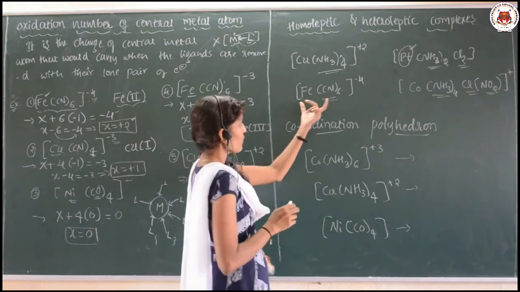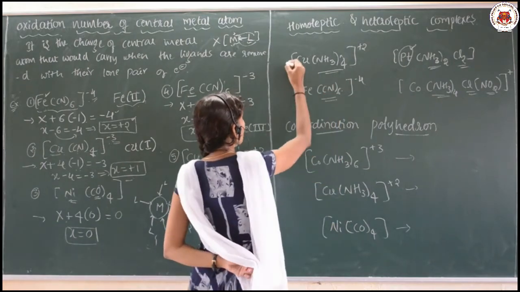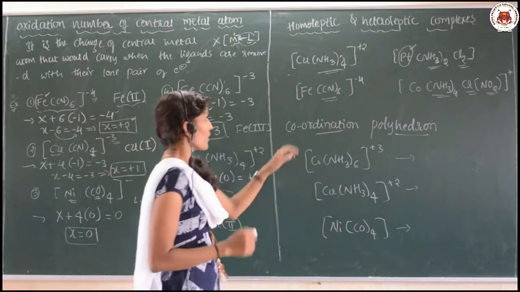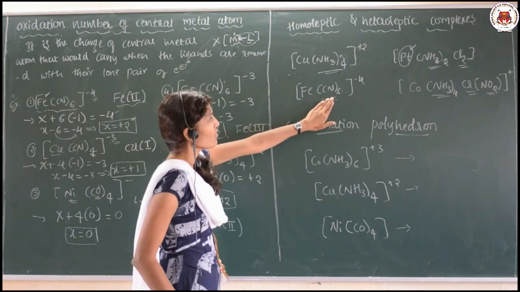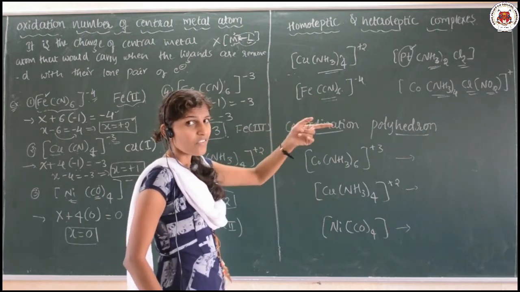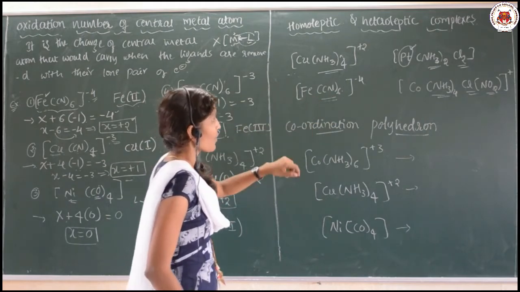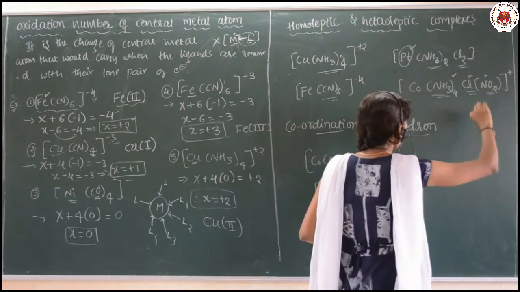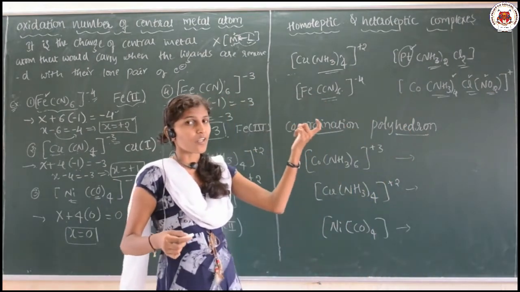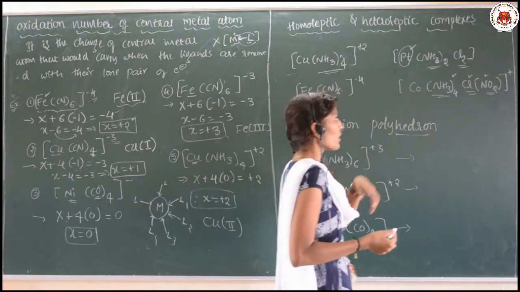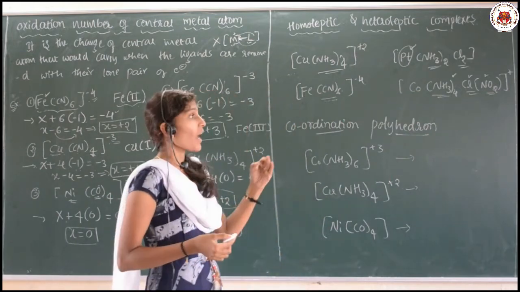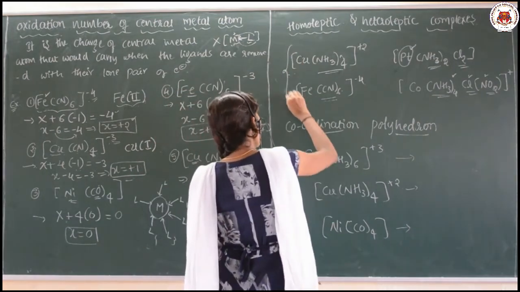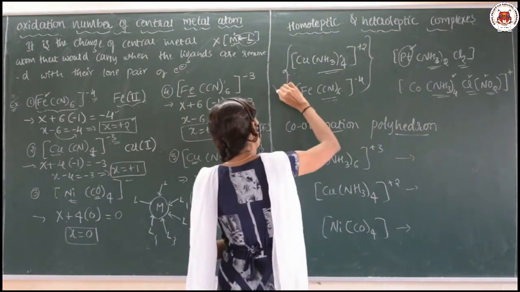Next, see which one it is? This is homoleptic. And see here, Fe is surrounded by 6 Cl. All the Cl are similar, which means it is homoleptic. See here, NH3 is also there, Cl is also there, NO2 is also there. It means more than 2 different types of ligands are surrounding the central metal atom, and these are said to be heteroleptic complexes. So these two are the examples for homoleptic.